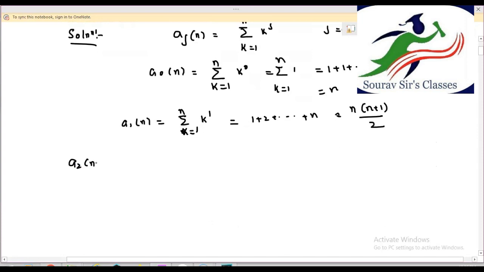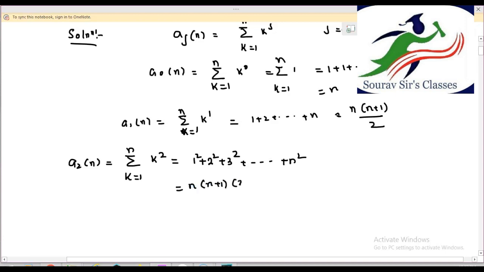A2n is equal to summation k equal to 1 to n of k to the power 2. So this is nothing but 1 square plus 2 square plus 3 square plus dot dot dot up to n square. We know that the sum of squares of the first n natural numbers is nothing but n into n plus 1 into 2n plus 1 by 6. So this is our A2n.